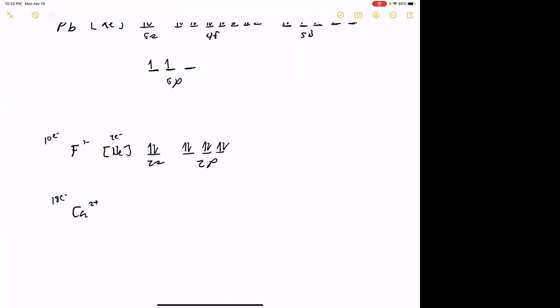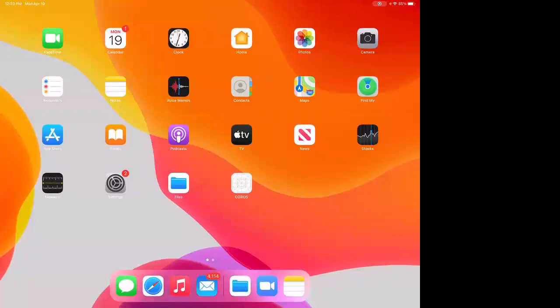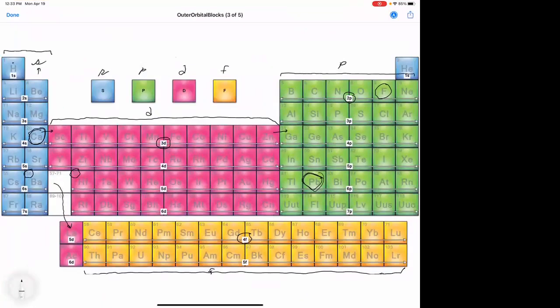Now, in this case, I probably would end up doing a full configuration, wouldn't I? Because if I did a core configuration, what would calcium 2+ look like? Would it look like a noble gas? Let's go back and look on the periodic table here. If I lost those 2 electrons to go back to 18, what element would I look like?